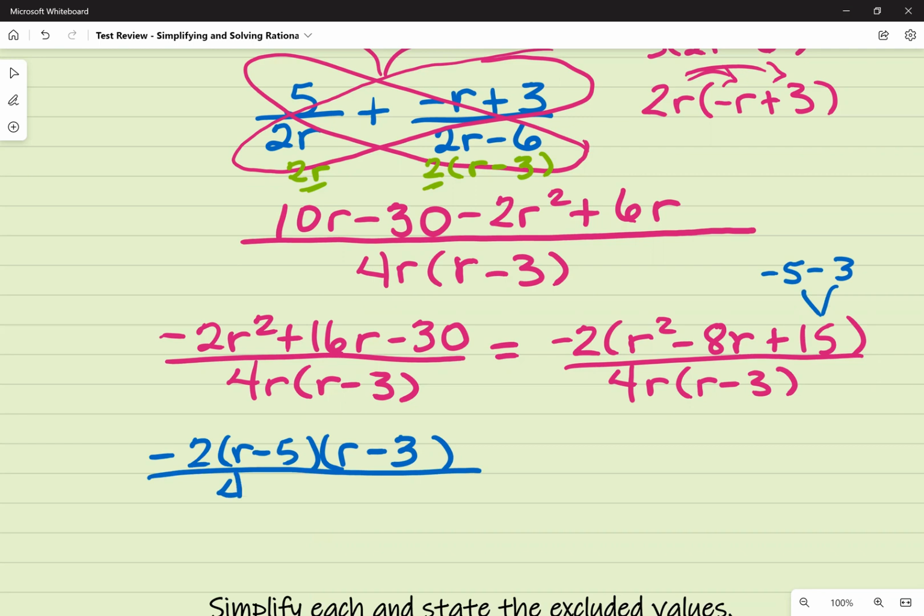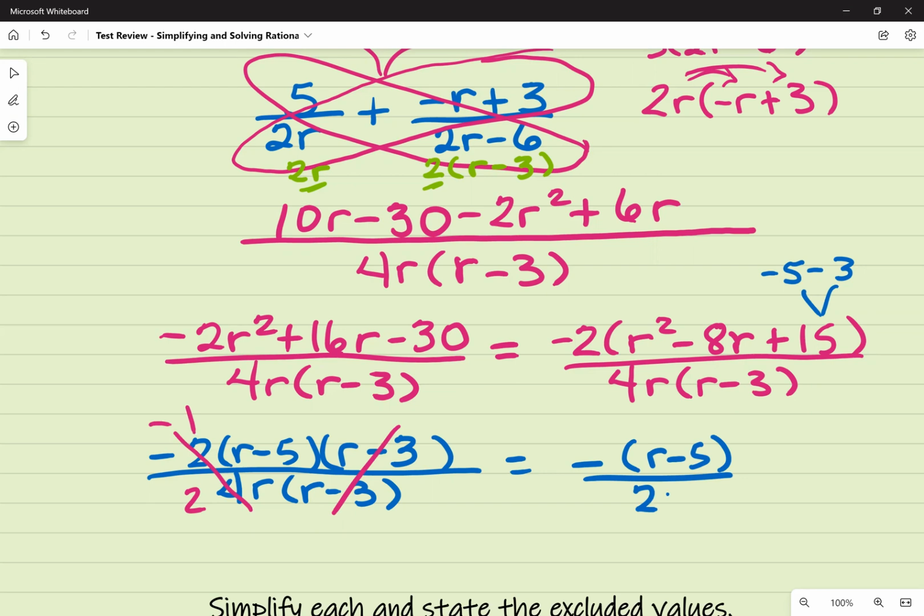At the bottom, I still have that 4r times the quantity of r minus 3. And what I will notice is I can actually simplify the r minus 3 factors. And if I look on the outside, I have a negative 2 on top and a 4r on the bottom. So I can simplify that, and that leaves me with, by dividing both by 2, negative 1, and then 4 divided by 2 is 2. Rewriting that so that it's not all messy, I am left with on the top negative quantity of r minus 5 all over 2 times r.